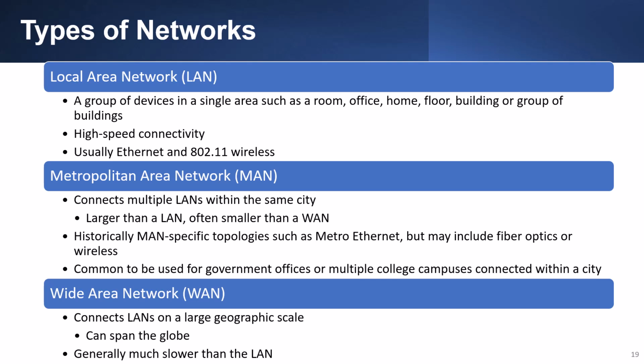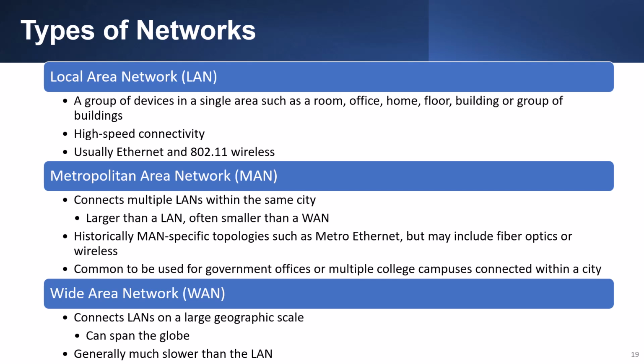A Metropolitan Area Network, or MAN, connects multiple LANs within the same city. MANs are larger than a LAN, often smaller than a WAN. Historically, MAN-specific topologies include Metro Ethernet, but may include fiber optics or wireless, and is commonly used for government offices or multiple college campuses connected within a city.